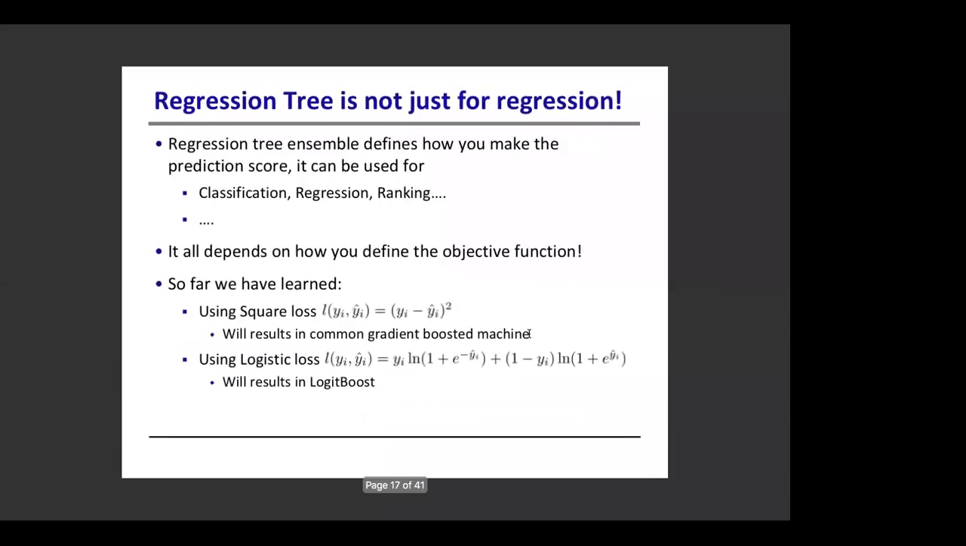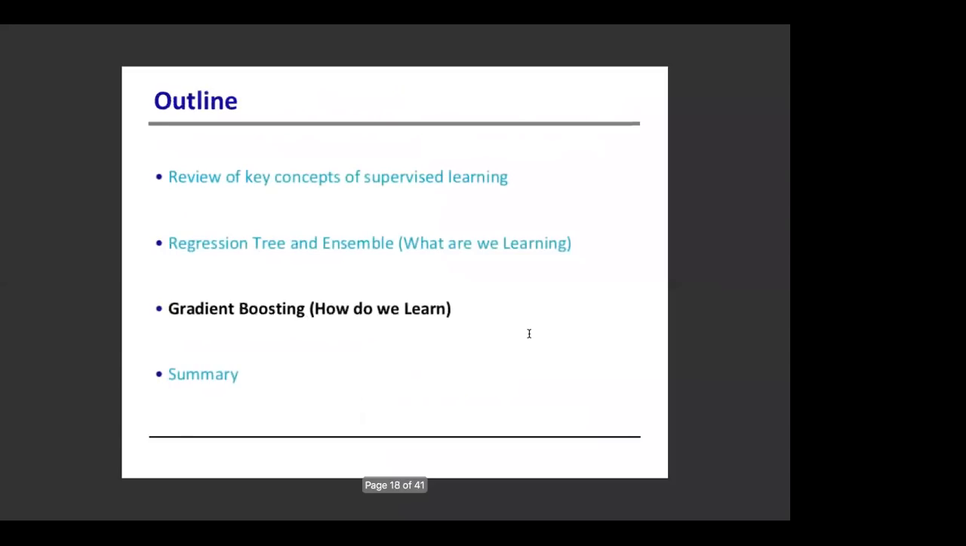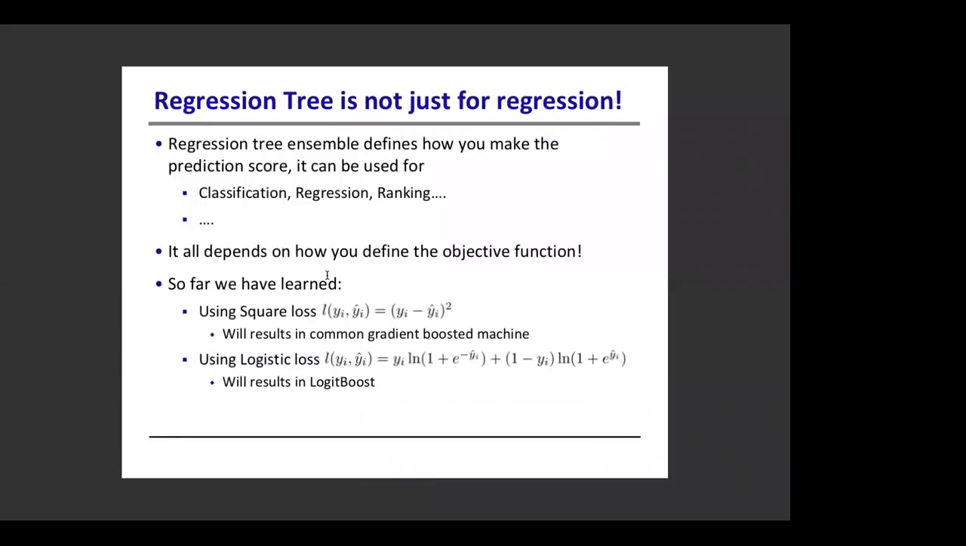Regression tree ensemble defines how you make the prediction score. It could be used for classification, regression, ranking, and so on. We talked about this just now, and it all depends on how you define the objective function. You could do classification by changing the objective function a bit, regression usually, and ranking also by just tweaking a bit. In ranking, we basically predict the order, which is the same as changing the regression a bit and converting the decimal numbers into integer numbers.